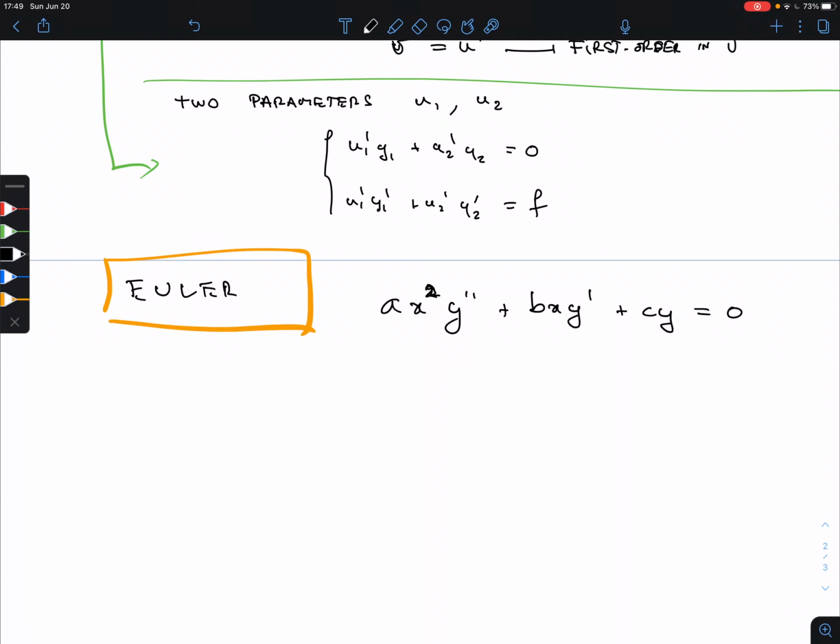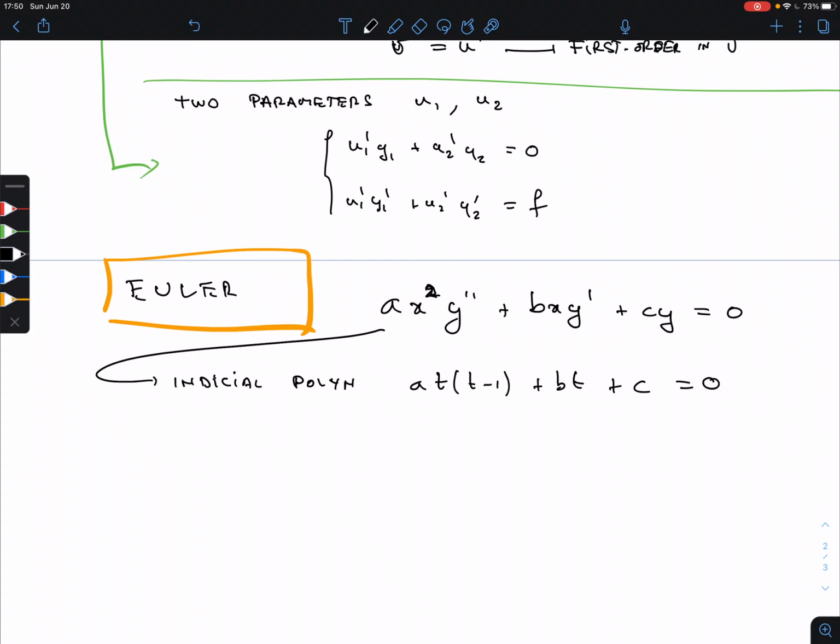And then we know that in that case we have the so-called indicial polynomial. In this case that would be a t times (t minus 1) plus b t plus c equals 0. Don't confuse this with the characteristic equation. They're very similar, but different. And then again we have the same issue here.